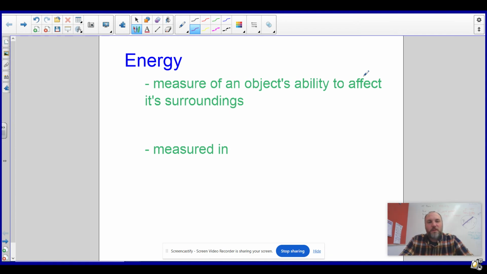Hey everyone, today we're going to look at different forms of energy and also the conservation of energy when we're dealing with only conservative forces doing work. So I have the definition of energy here. This is just my definition. It's a measure of an object's ability to affect its surroundings.